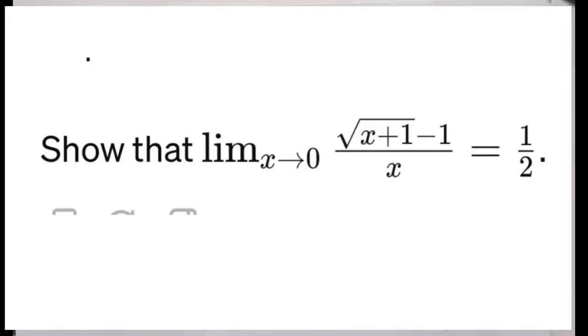Hello and welcome to this video on limits. So this question says prove that the limit as x approaches 0 of square root of x plus 1 minus 1, all over x, is equal to 1 over 2.